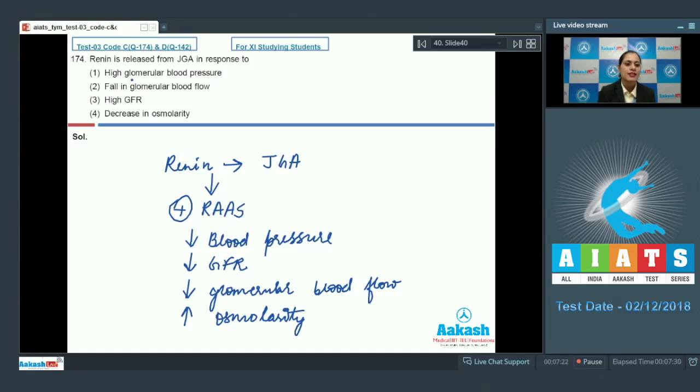The very first option given is high glomerular blood pressure, and this is an incorrect option because renin is released from JGA in response to low glomerular blood pressure. The second option is fall in glomerular blood flow, and this is the correct answer to our question. Our next option given is high GFR, and this is incorrect because renin is released when there is a fall in GFR. The last option given is decrease in osmolarity, and this is also an incorrect option because renin will be released when there is an increase in osmolarity of the filtrate. So the correct answer for this question is option number 2. Let's proceed to the next question.